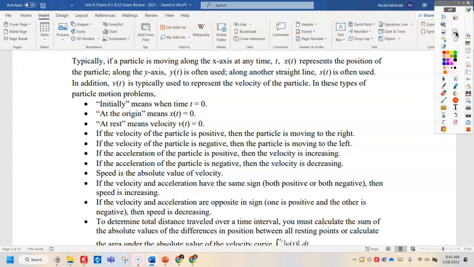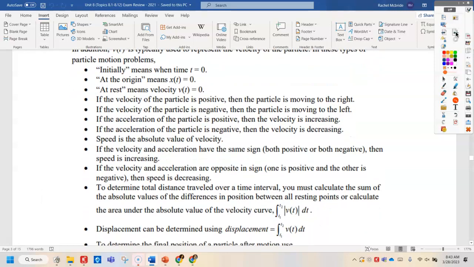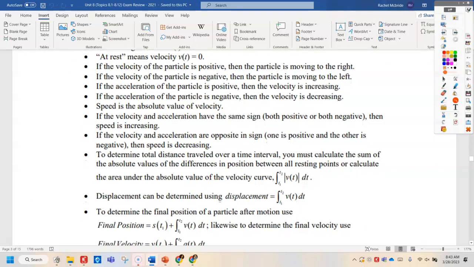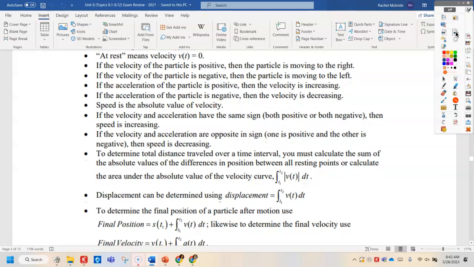If velocity is positive, then you think right or forward. If velocity is negative, then you think left or backwards. And then speed is that absolute value. So speed also takes into account velocity and acceleration. So if you're told the speed is increasing, then you know velocity and acceleration are the same sign. And that's kind of what some of these questions on here get at.